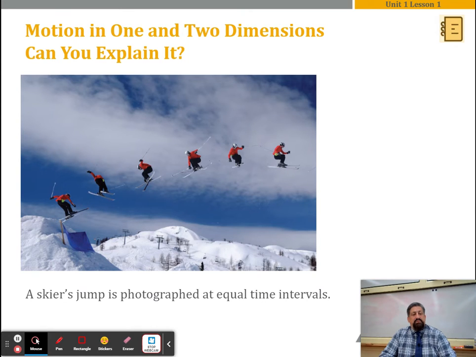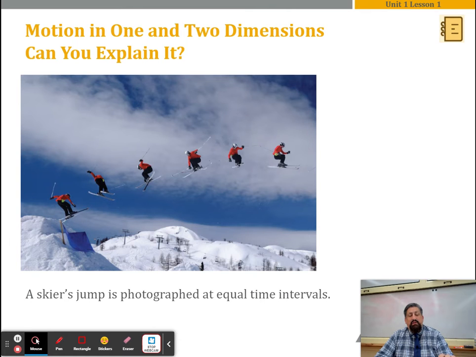Let's look at this image. We should have looked at it in class already. We see photos that were taken of a skier at equal time intervals. So these might be 1/10 of a second apart, or I don't know how fast a jumping skier moves. Let's just say they're 1/10 of a second apart. How would you describe this image? If you were just describing physically what this picture looks like, think about how you would describe it to somebody else. Can this picture be used to predict where the skier will be next?